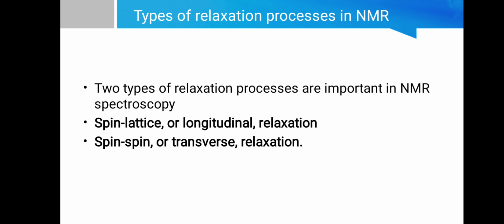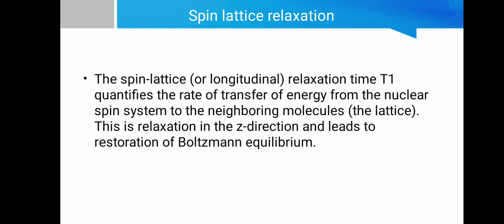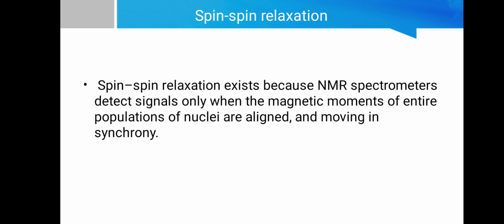So there are two types of relaxation processes in NMR. The first one is spin-lattice or longitudinal relaxation, and the second is spin-spin or transverse relaxation. Spin-lattice relaxation time T1 quantifies the rate of transfer of energy from the nuclear spin system to the neighboring molecules, the lattice. This is relaxation in the z direction and leads to the restoration of Boltzmann equilibrium. Spin-spin relaxation exists because NMR spectrometers detect signals only when the magnetic moments of entire populations of nuclei are aligned and moving in synchrony.